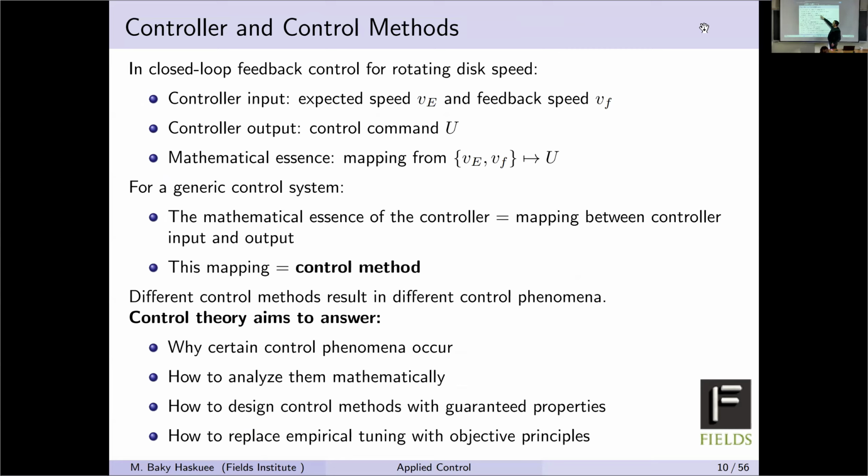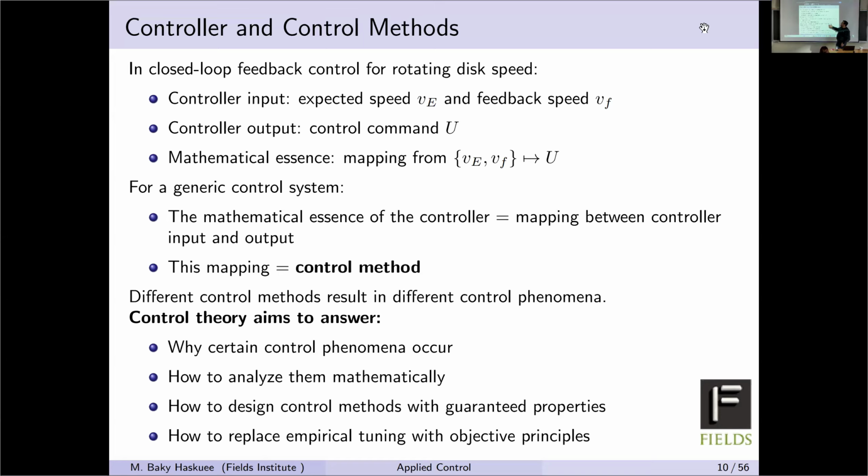I explained the controller input. The controller input is prior knowledge that we have, the expected speed that we wanted to set. V is the expected speed, and also the feedback speed that comes from the sensor. So the controller output is the voltage, or the command. The controller output is the voltage that will be sent to the motor.